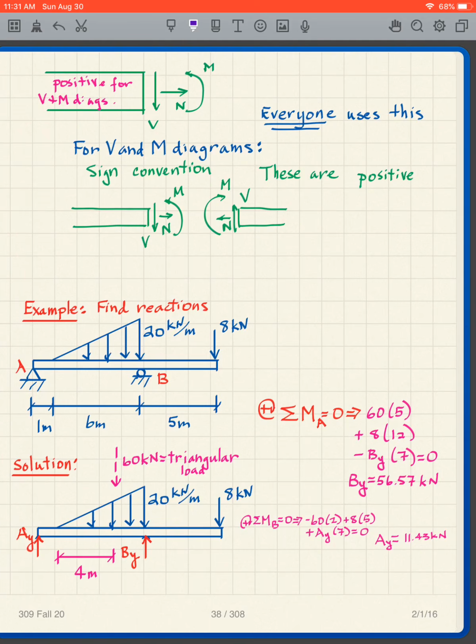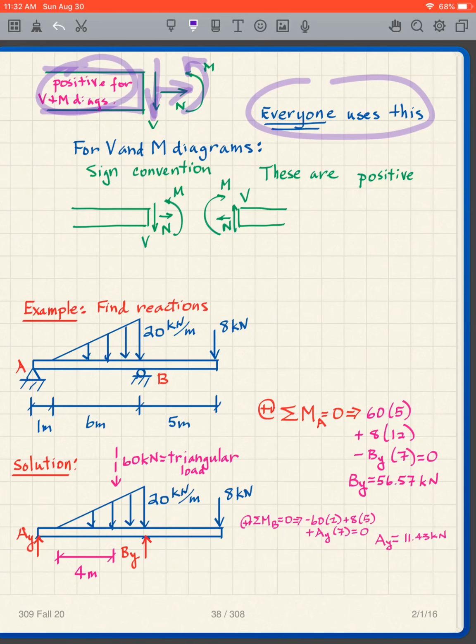What I want to say here is the sign convention. I used the sign convention but didn't talk about it, so I just want to point it out now. Notice when we did our free body diagrams at the beginning of this discussion, I didn't say anything, but I always had V going down, N going to the right, M counterclockwise. I did that because everyone uses this sign convention. So you're going to be using this for the rest of your life. Everybody uses it, not just me. Everybody uses this same sign convention, and it has some implications for us a little bit later on that we'll point out.